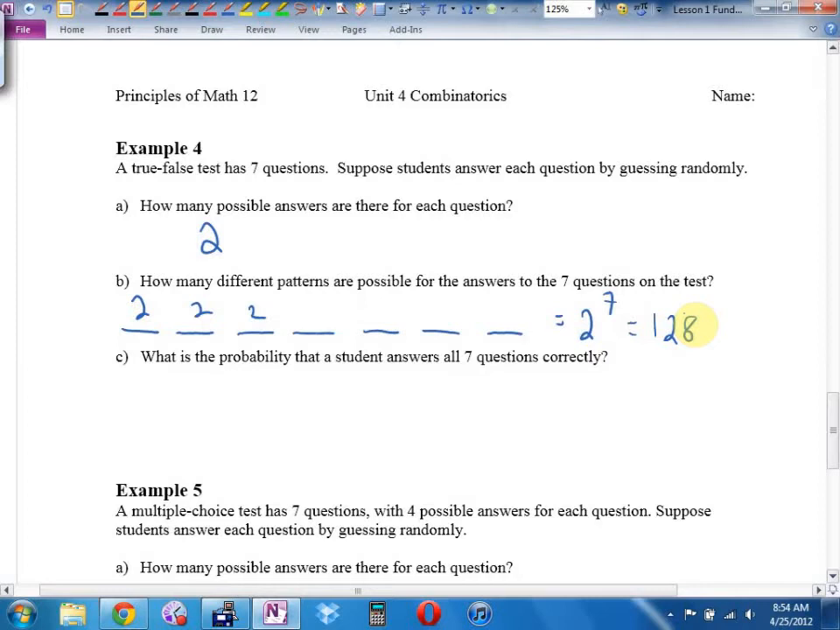Of those 128 possible outcomes, how many are perfect? How many answer keys are perfect? The probability that you guess all the questions correctly is 1 out of 128. Not great odds. What about a multiple choice test?